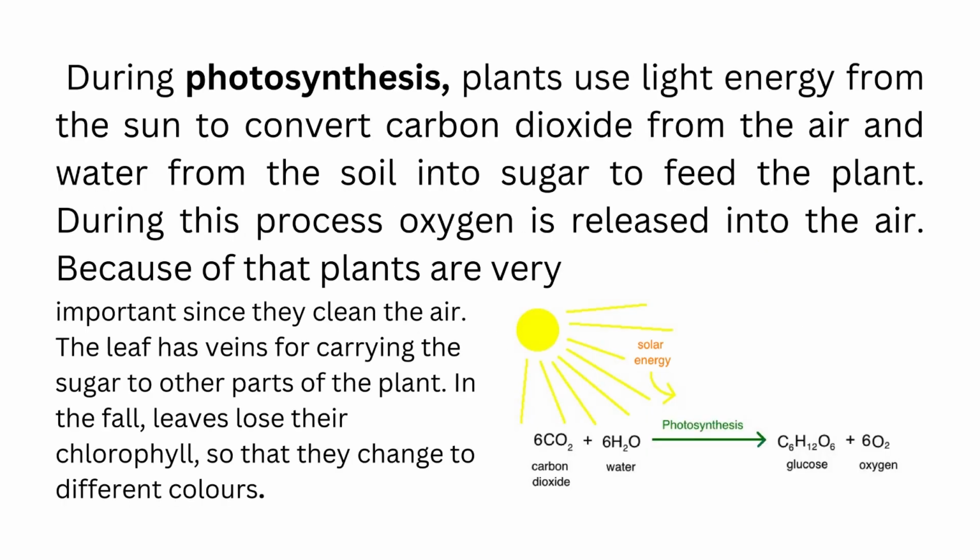During photosynthesis, plants use light energy from the sun to convert carbon dioxide from the air and water from the soil into sugar to feed the plant. During this process, oxygen is released into the air. Because of that, plants are very important since they clean the air. The leaf has veins for carrying the sugar to other parts of the plant. In the fall, leaves lose their chlorophyll so that they change to different colors.